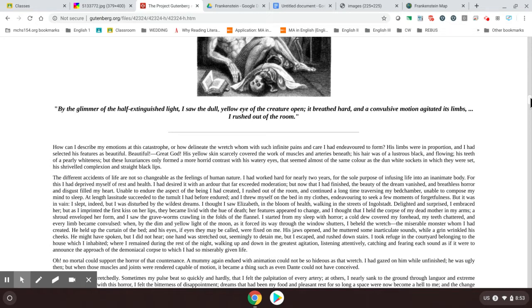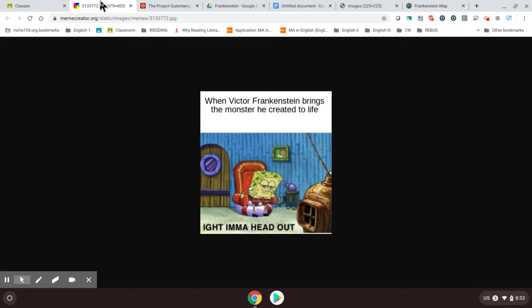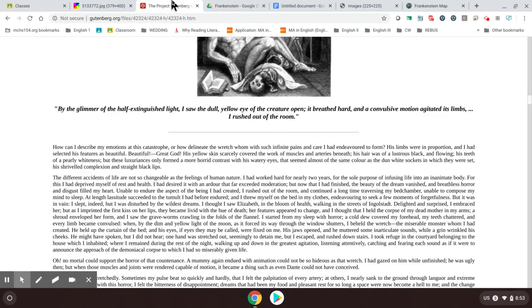He goes to his bed. He literally hides in his bedchamber, right? So this would be a bed that has curtains around all the sides of it. And so to help you, again, I'm a fan of the memes. So when Victor Frankenstein brings the monster he created to life, he literally just leaves the room, right? And so that's his first reaction. So as far as a creator goes, he's being a pretty crappy creator here.